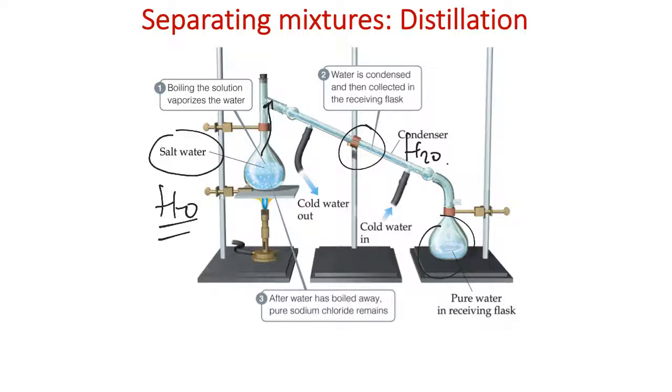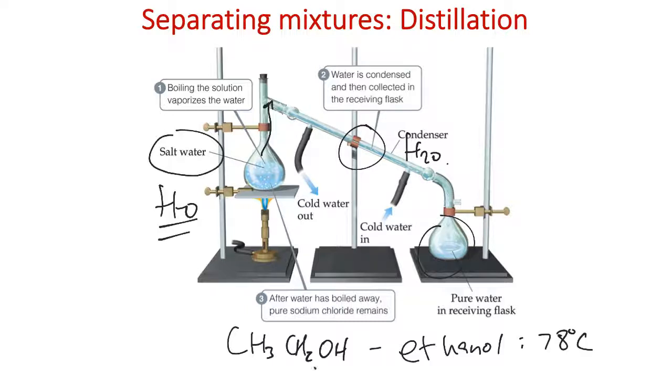You could also do this with something like ethanol and water. The structure of ethanol would be a CH3 group, then a CH2 group, then an OH group. We'll get into a little bit of the structure and naming of alcohols later in chapter 2, but that's ethanol. Anybody know the boiling point of pure ethanol off the top of their head? It's about 78 degrees C. Not that I expect you to know that, but just in the event that somebody knew it. Water is 100 degrees C in terms of its boiling point.